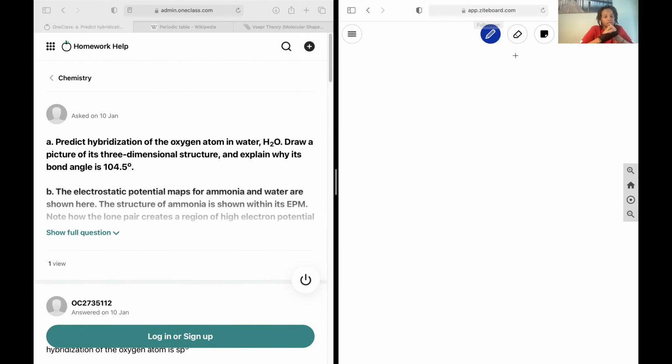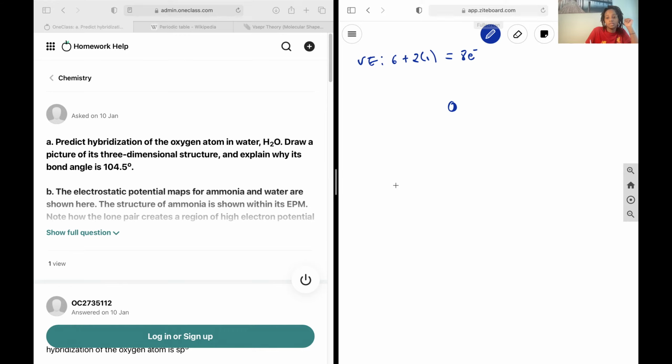Next up, I want to predict the hybridization of the oxygen atom in water and draw a picture of its three-dimensional structure, and lastly explain why its bond angle is 104.5. Okay, so before we can get into the electronic or molecular structure, as usual, begin with the valence electrons, so the Lewis structure first. And we will have 6 electrons coming from the oxygen plus 2 by 1 due to the hydrogen, and that's going to give us again 8 electrons to mess around with.